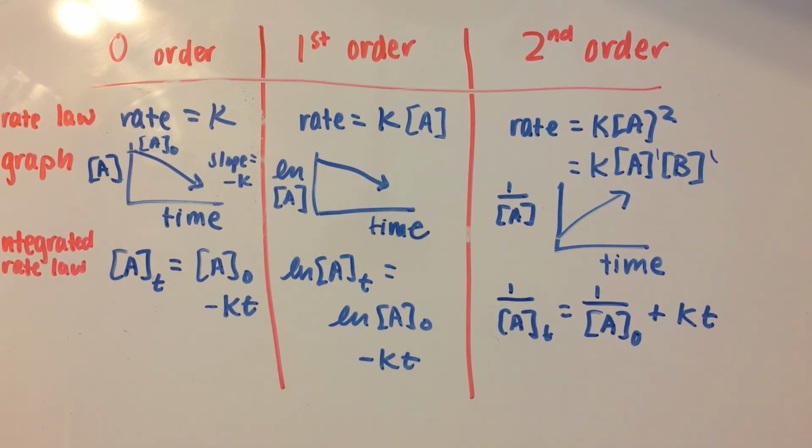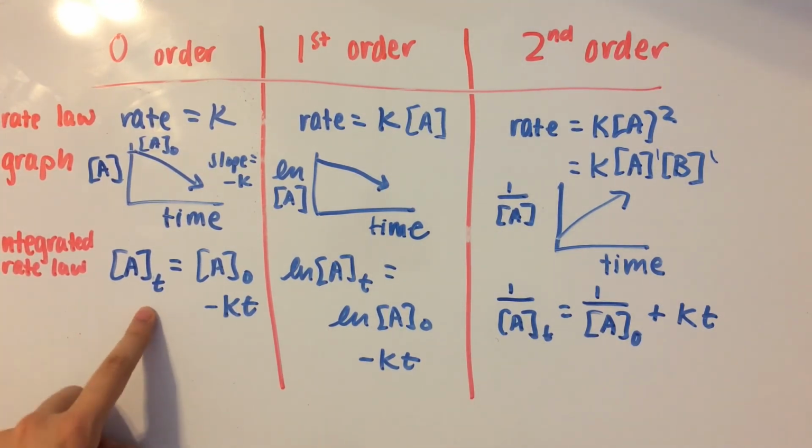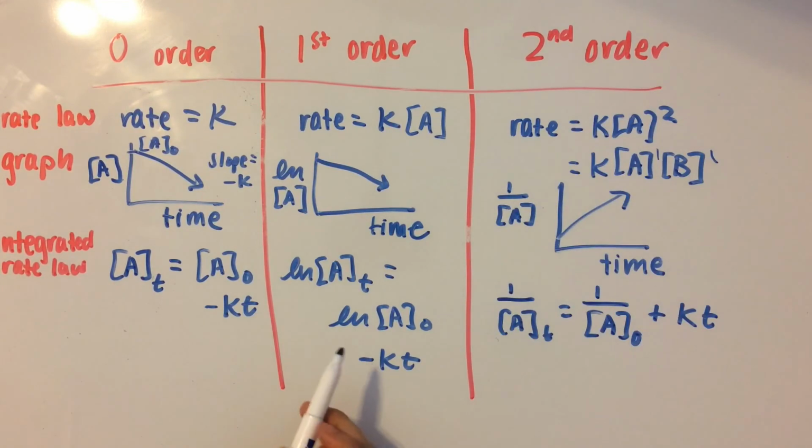So it's actually not that bad to remember. They all have the same basic pattern in their integrated rate law. It's just concentration of A at any specific time equals initial concentration minus kt, or plus kt if you're second order. And then for first and second order, you can just apply the natural log transformation or the reciprocal transformation onto it.